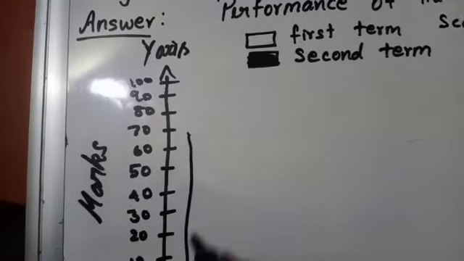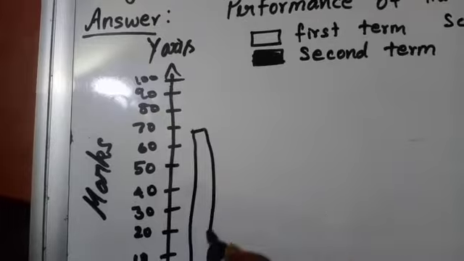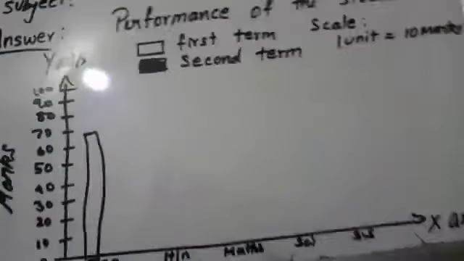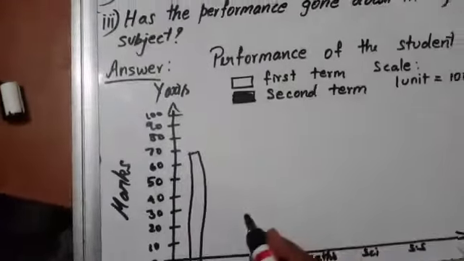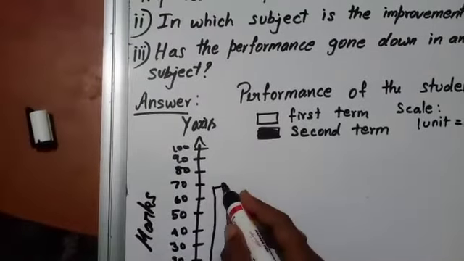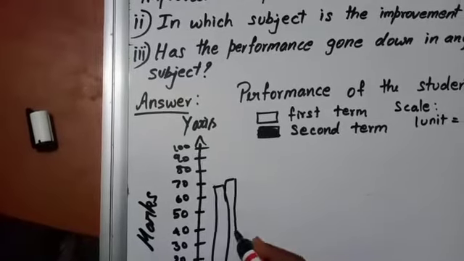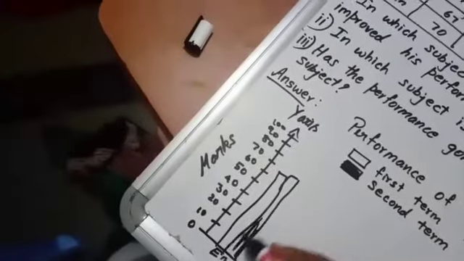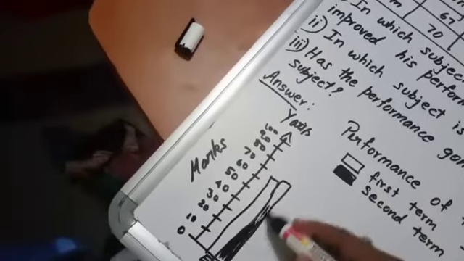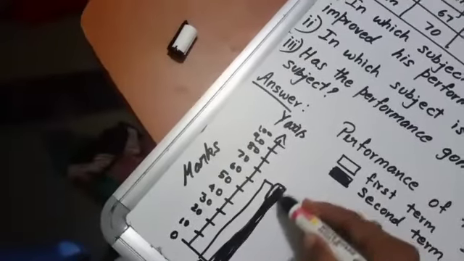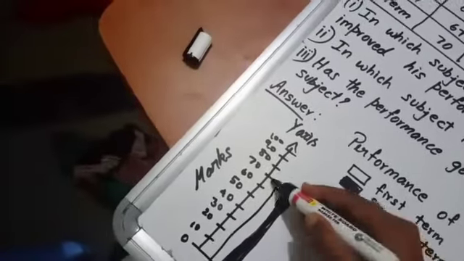So now first term 67. Then the second term. Second term we have 70. 70 is here, so a little up. So now we have chosen 70. As I told you, for the second term we have to shade it. So let me shade it. This is the 70, exact 70 in English subject.